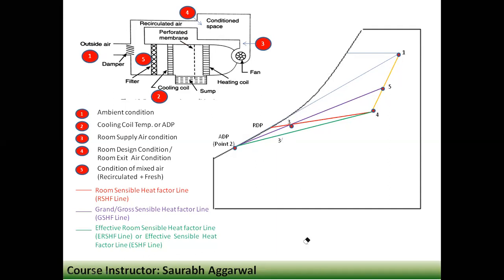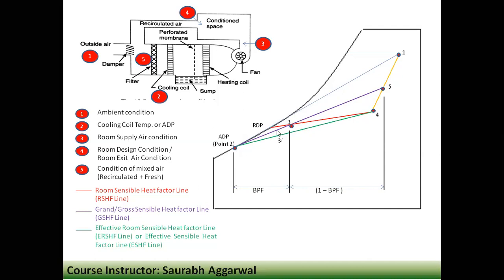Now over here we have seen three lines: the grand sensible heat factor line, the room sensible heat factor line, and the effective sensible heat factor line. Now the line joining 3 and 4, when it is extended and meets the saturation curve, this point is known as your room dew point temperature. Okay, and there is a bypass factor of the cooling coil, which can be found out.